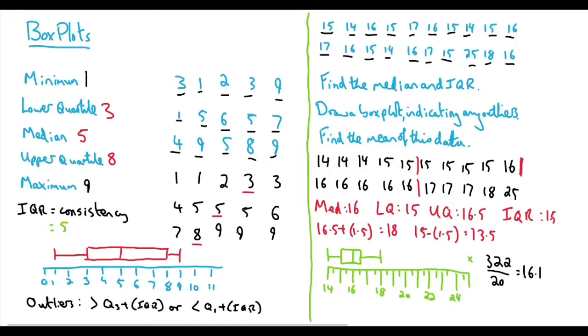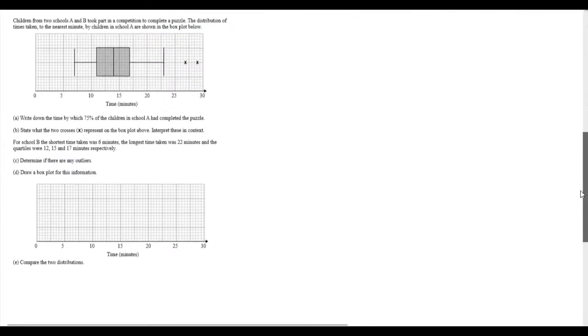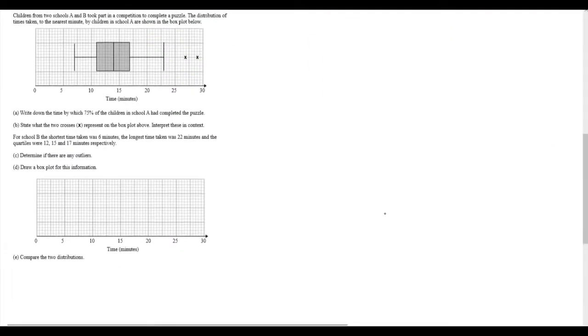Okay, if we're good with that, let's just see one other question. This is from a paper. So the children from two schools, A and B, took part in a competition to complete a puzzle. The distribution of times taken to the nearest minute by children in school A are shown in the box plot below.